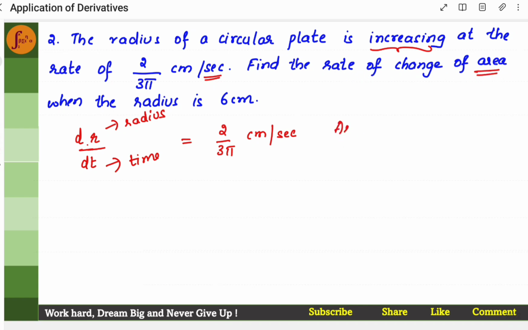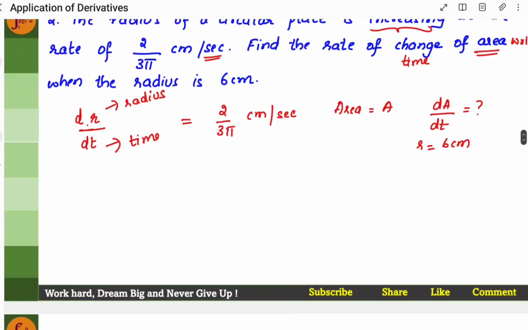Say area is equal to A. You need to find the rate of change of area with respect to time actually. Okay, time is not there in the question, but you have to find it with respect to time. So nothing but you have to find dA by dt. This is what we need to find, when the radius is 6 centimeters. When radius is 6 centimeter. So let's first find dA by dt.